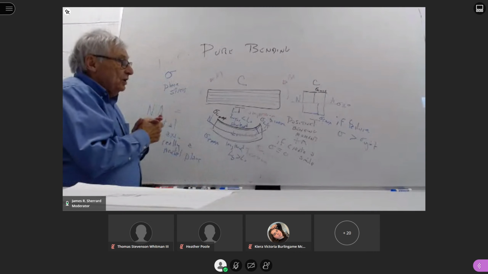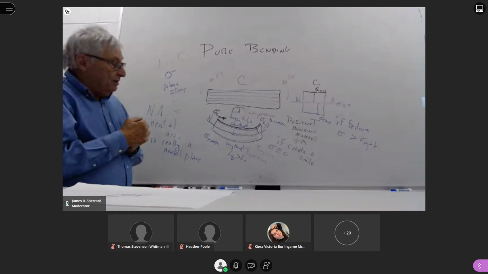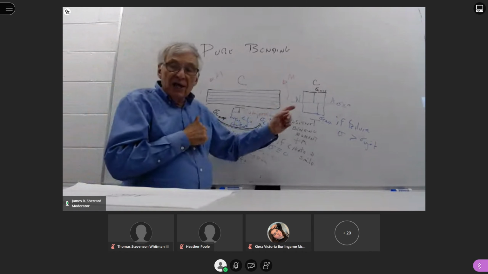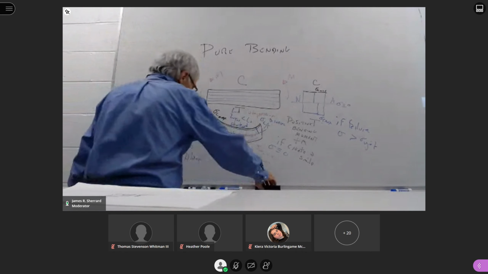So now that we know this, how are we going to utilize that? And the first thing we need to do is define or find out where is that neutral axis or that neutral plane.